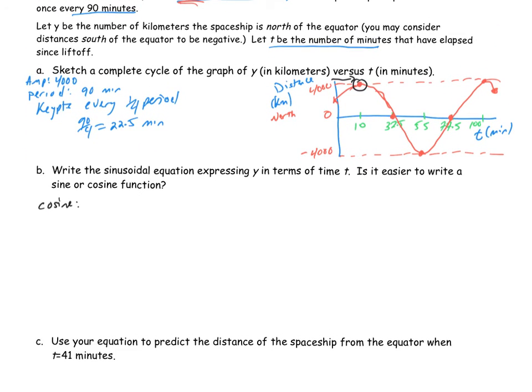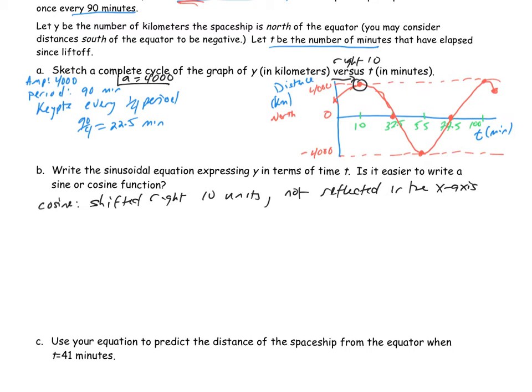So this is shifted right 10 units. So this is right 10 for a cosine. And since we chose a maximum, it's not reflected in the x-axis. So we won't have a negative cosine function. And we know the amplitude is 4,000, so A is 4,000. We don't know the value for B, so let's figure that out.